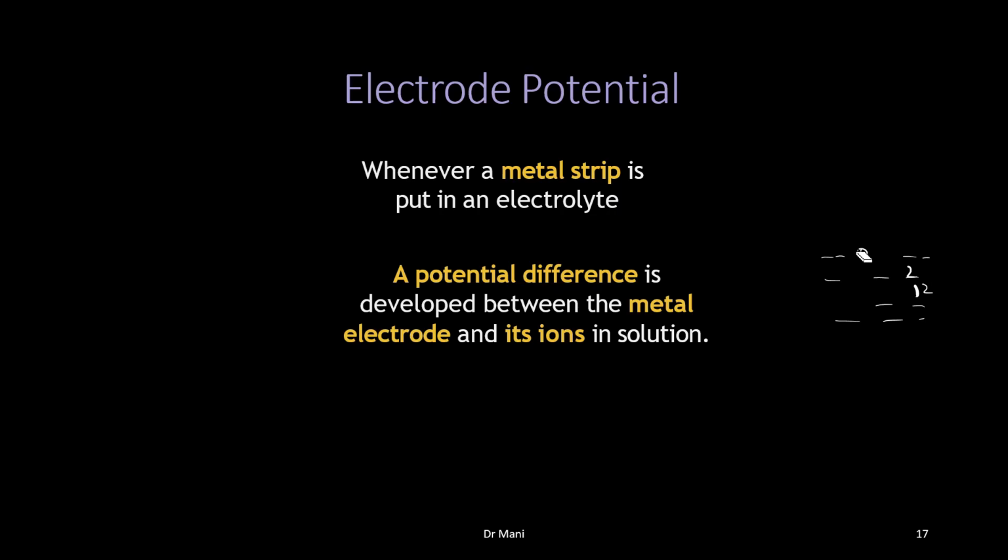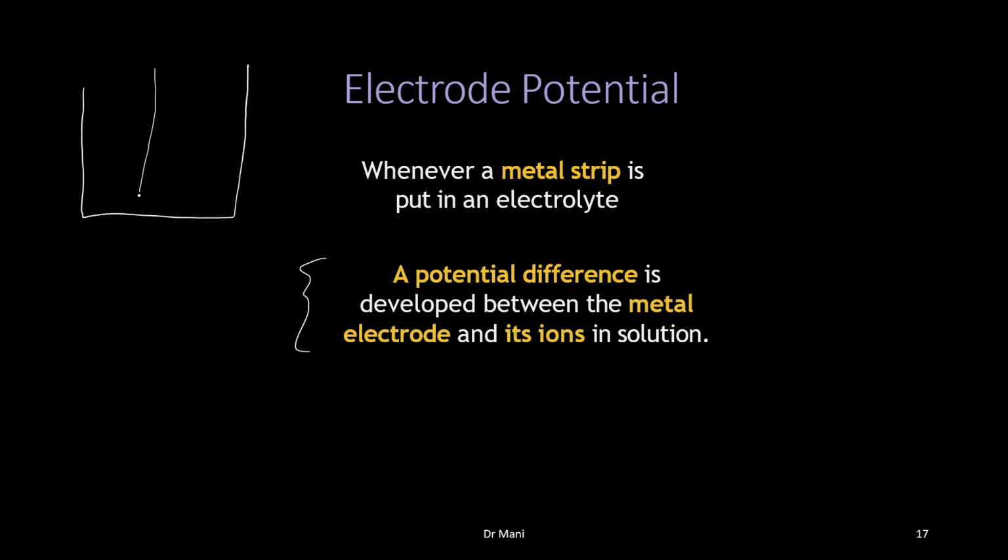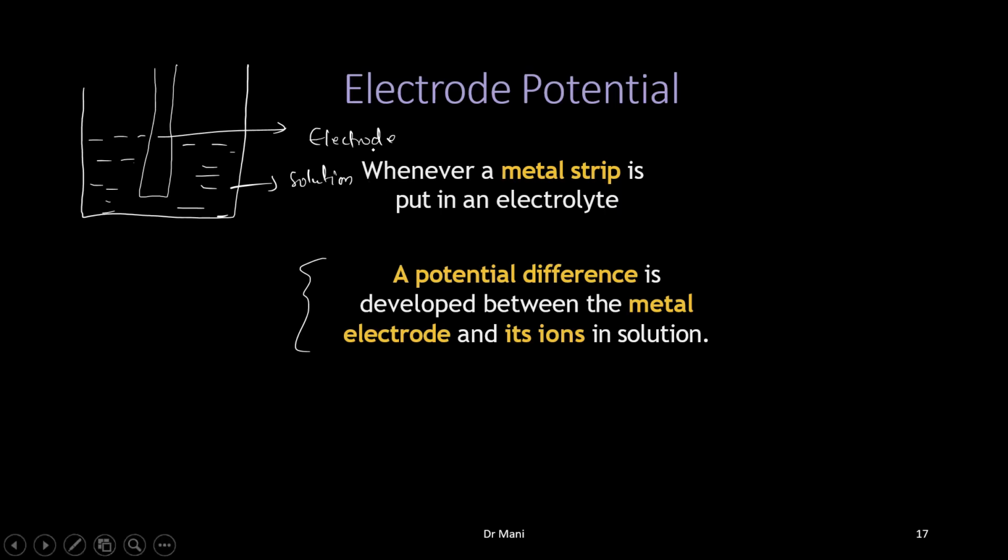Okay, do one thing. Here I'm talking about the potential difference. How is that potential difference created when I put the metal electrode in the solution? First, let me take this as the half cell. In that half cell, I am putting a metal electrode. This is the solution, or you can say electrolyte, and this is the electrode. When I immerse this electrode into this solution, two things will happen.